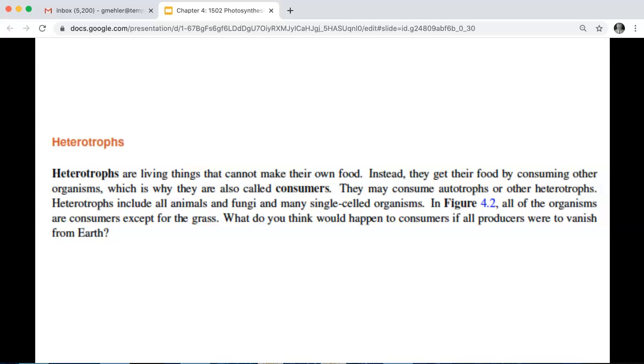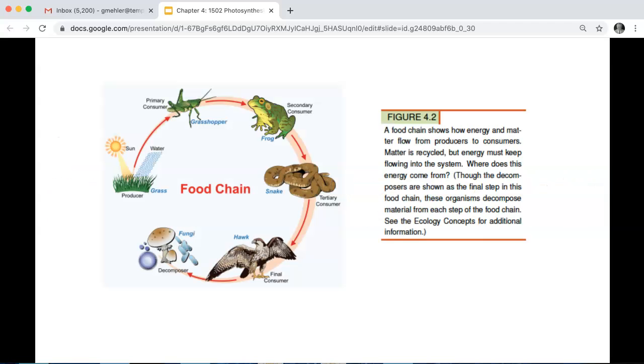Heterotrophs, on the other hand, are living things that can't make their own food. For example, we are heterotrophs. We can't make our own food. We can't go out in the sun and create food. We're also, another name for us is consumers.